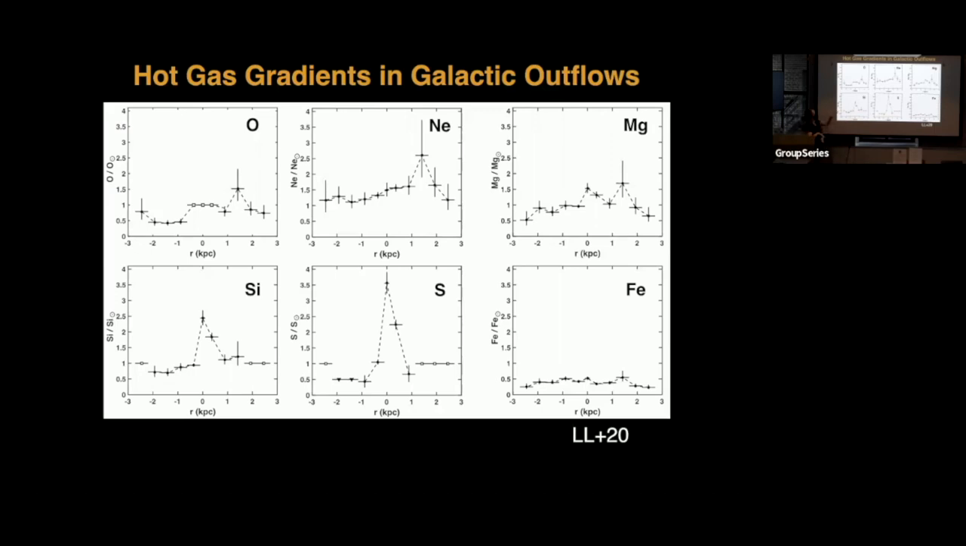So in general, what you see here is that these metals are being pretty effectively transported out from the disk, right? You're having these pretty flat profiles and it's holding pretty constant going that far out.